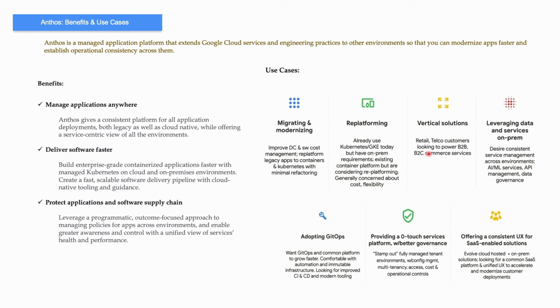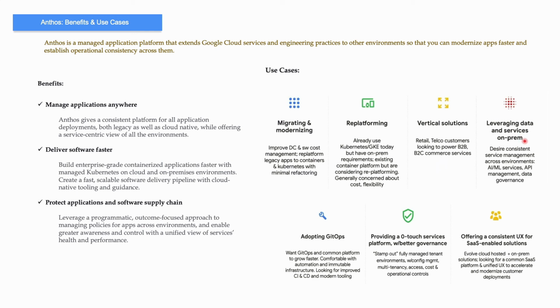Vertical solutions: retail and telco customers looking to power B2B, B2C commerce services. It's a very important use case for a lot of retail companies, or anywhere it's based on customers, because of the way the services need to be deployed, the way microservices architecture actually fits those business use cases. Kubernetes and Anthos is a really good option.